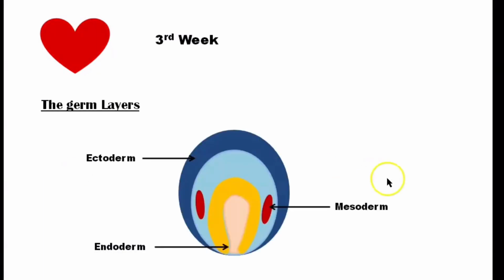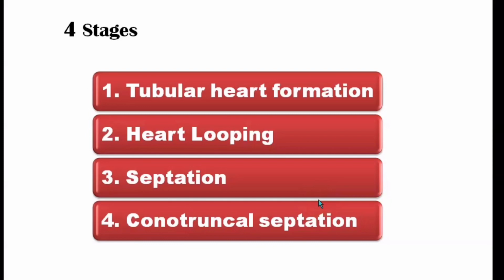In this video, we'll talk about the cardiac embryology. The human heart starts to develop in the third week of embryonic life. The cardiac progenitor cells are developed from the mesodermal layer. Now, the formation of the heart happens in 4 stages.